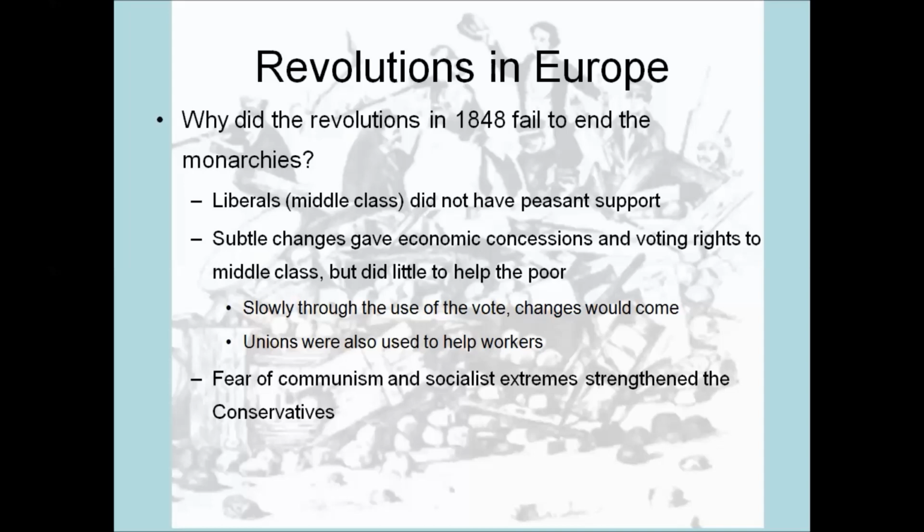Slowly, though, because the middle class got the right to vote, some changes are going to be coming. But again, they're slow. Unions were also going to start to be permitted during this time period to help workers. Strikes oftentimes were outlawed, but the unions were permitted. But again, the fear of communism and the socialist extremes were so strong that conservatives were able to keep their power.